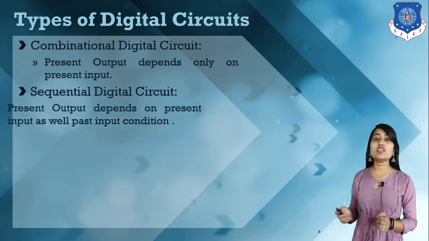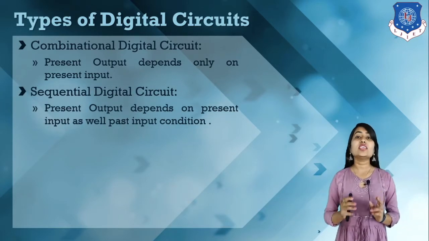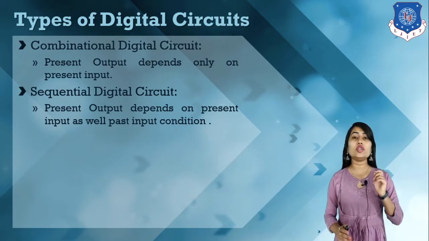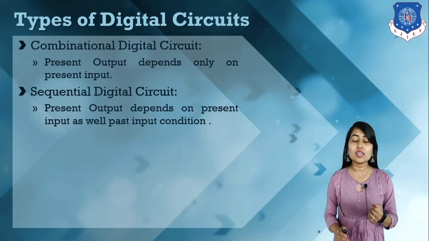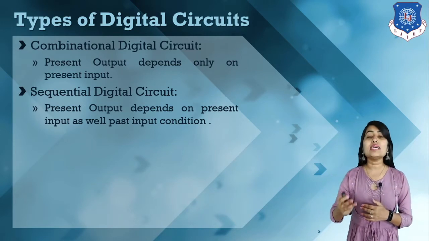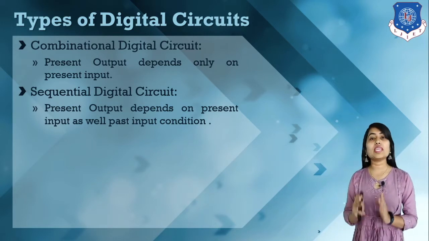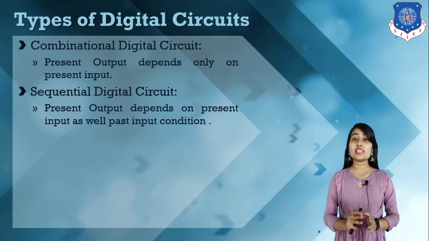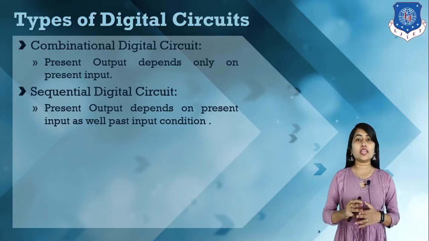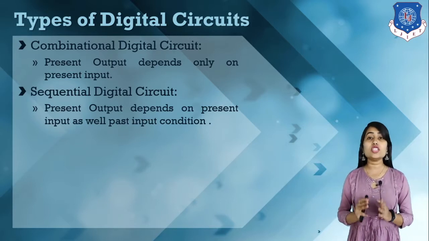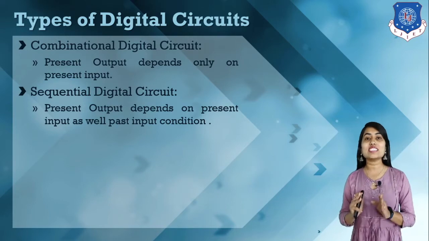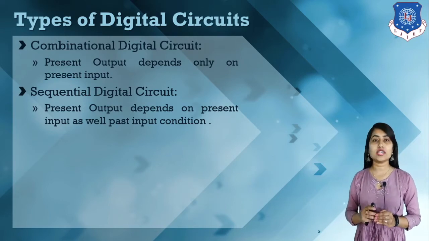Next we have a sequential digital circuit. This sequential digital circuit means present output depends on present input as well as past input conditions. So here we have two types of digital circuit: first, combinational digital circuit, and second, sequential digital circuit.